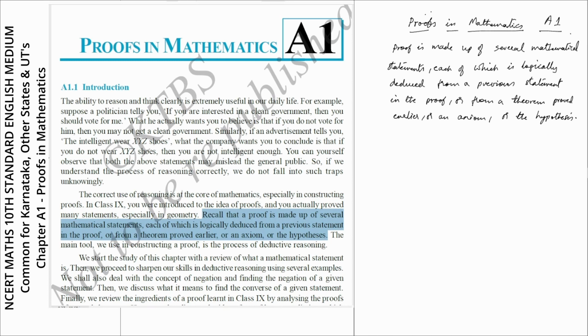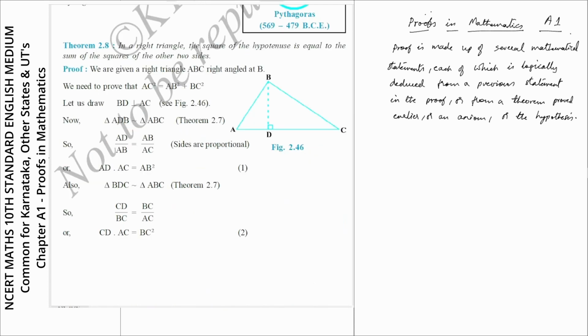For example, in the chapter Triangles we learnt about Pythagoras theorem. What the Pythagoras theorem says: in a right angled triangle, the square of the hypotenuse is equal to the sum of the squares of the other two sides. If ABC is a right angled triangle whose hypotenuse is AC, then AC square will be equal to AB square plus BC square. So the Pythagoras theorem itself is a statement: the square of the hypotenuse is equal to the sum of the squares of the other two sides. Now we should prove this using several other statements.